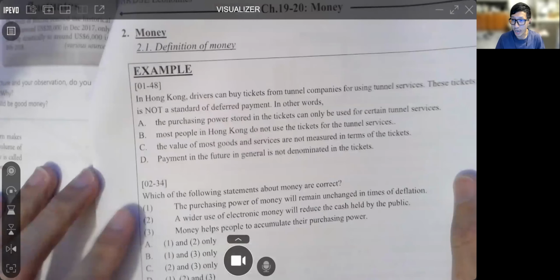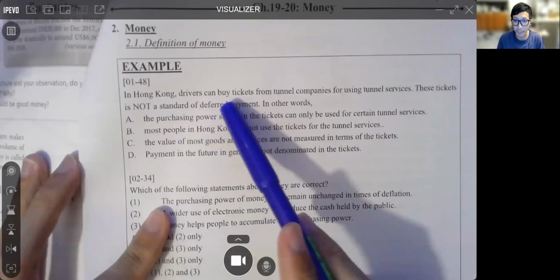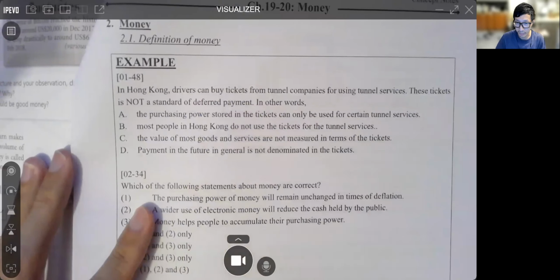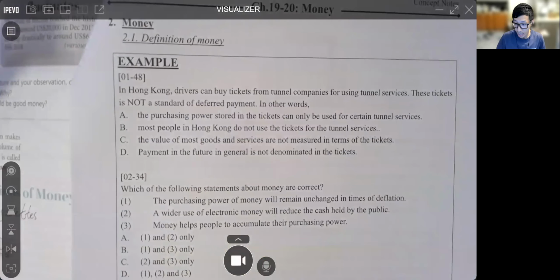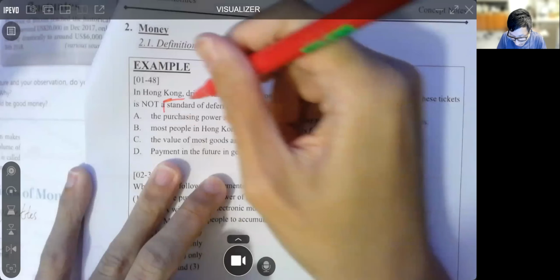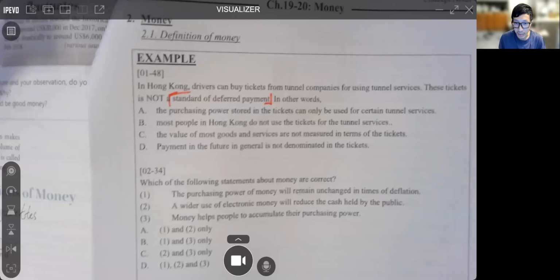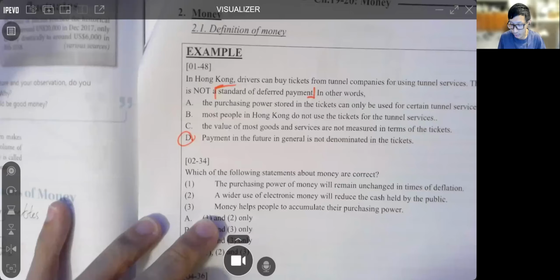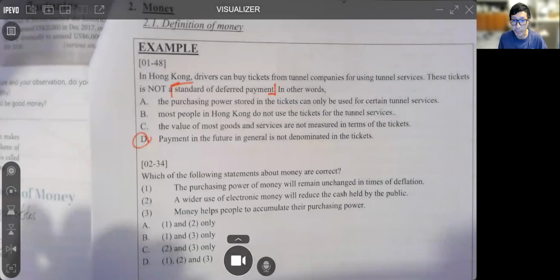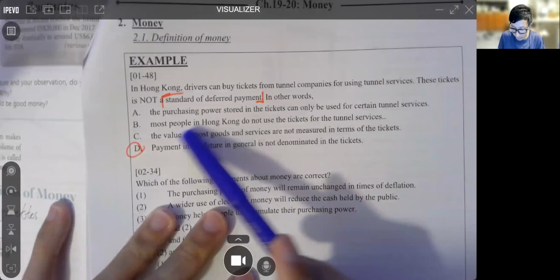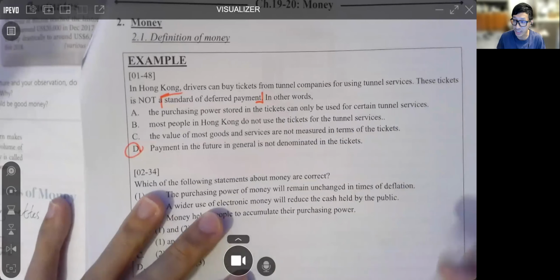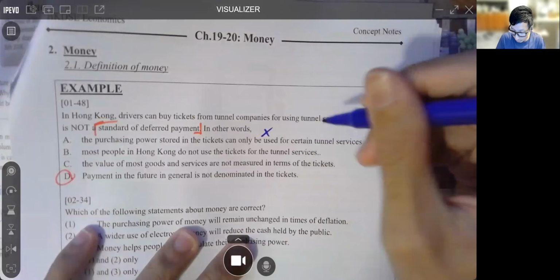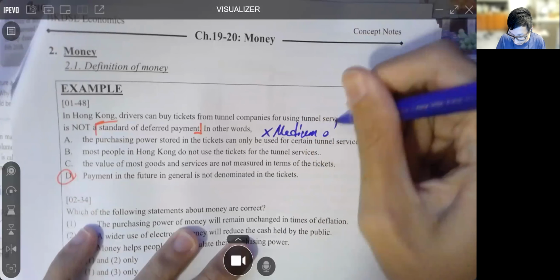Now, what about definition of money and functions of money, okay? In Hong Kong, drivers can buy tickets from tunnel companies, 是不是？這個不知道，我沒有駕車。These tickets are not standard of deferred payment. 麻煩你小心一點，它不是說 not money，是 not standard of deferred payment，一定要答到這個。Answer is D. Payment in the future is not at denominator. 但是這條是值得看 ABC 的，OK? Because here, purchasing power stored can only be used for certain tunnel services, but not other services. 即是它做不到哪個 function 啊？Cannot perform medium of exchange.